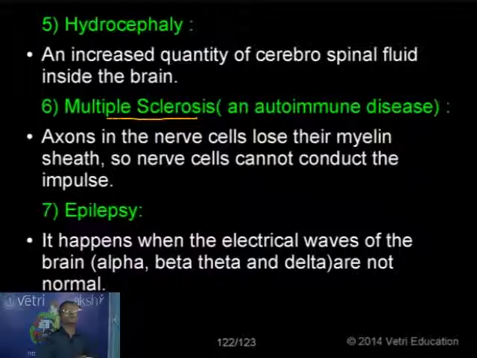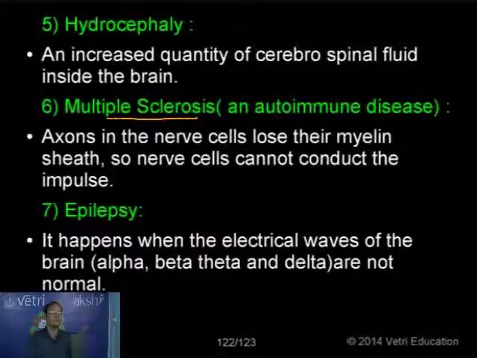Then multiple sclerosis. It is one of the autoimmune diseases. Here sclerosis, the hardening of the myelin sheath of the neurons, or the loss of the myelin sheath occurs, leading to the loss of conduction of electrical impulses by the nerve fiber. It is an example of an autoimmune disease because it is developed against unknown antigen and antibodies.